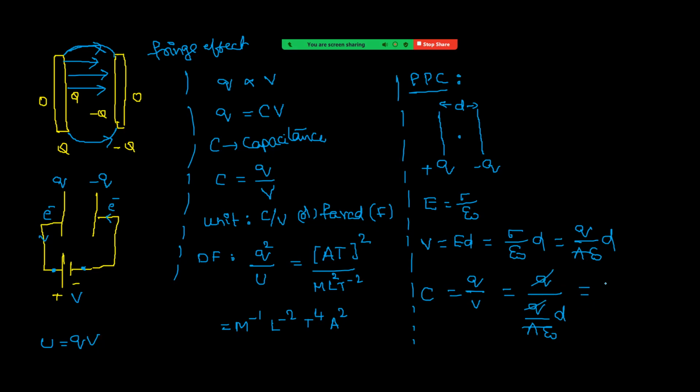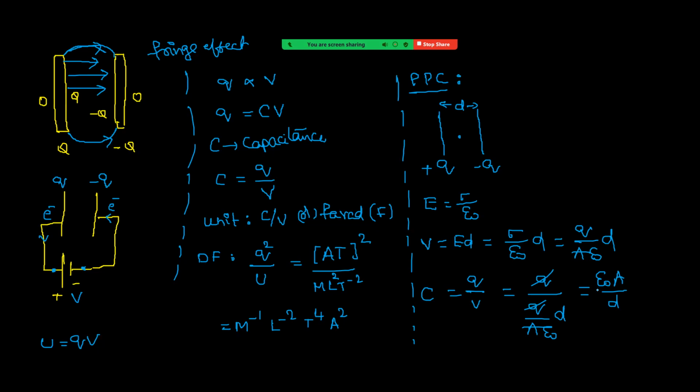Q gets cancelled. It becomes now epsilon naught A by D, right? Remaining over Q, epsilon naught A by D. That means if you observe carefully, capacitance of a parallel plate capacitor depends only on the dimensions. You can say dimensions of the plates, shape of the plates, and medium between the plates. So here we have taken epsilon naught.